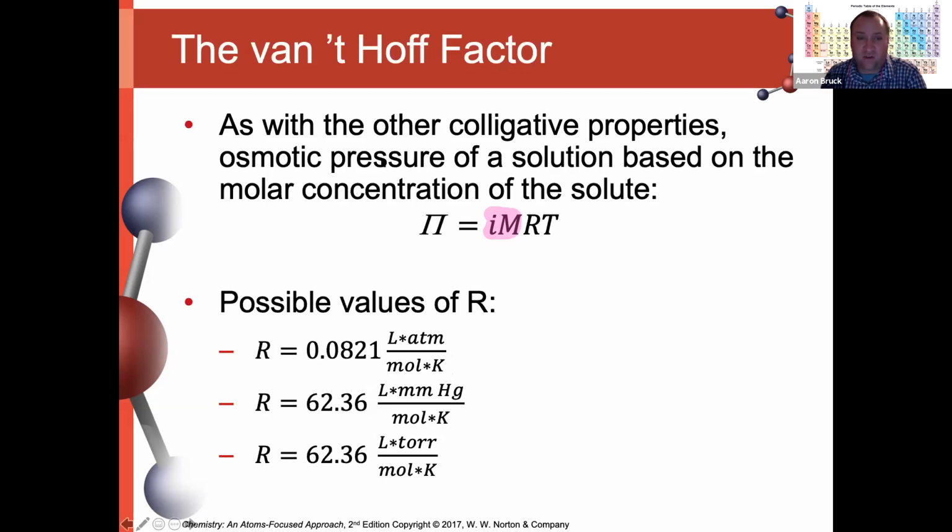But the values for R really only vary by pressure unit. Atmospheres will use this value. Millimeters of mercury will use this value, 62.36. Torr, which is the same thing as millimeters of mercury, also has the same value, 62.36. So what we want our pi value, our pressure unit, to be in terms of will dictate what our value of R is ultimately.